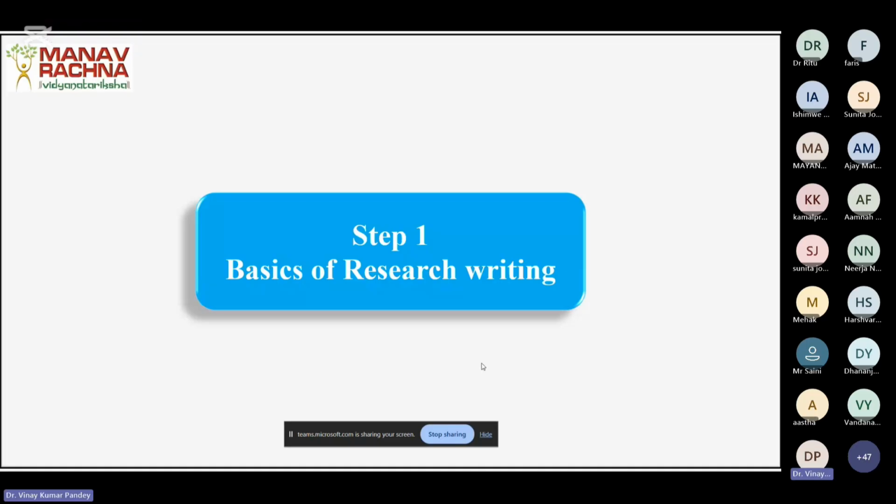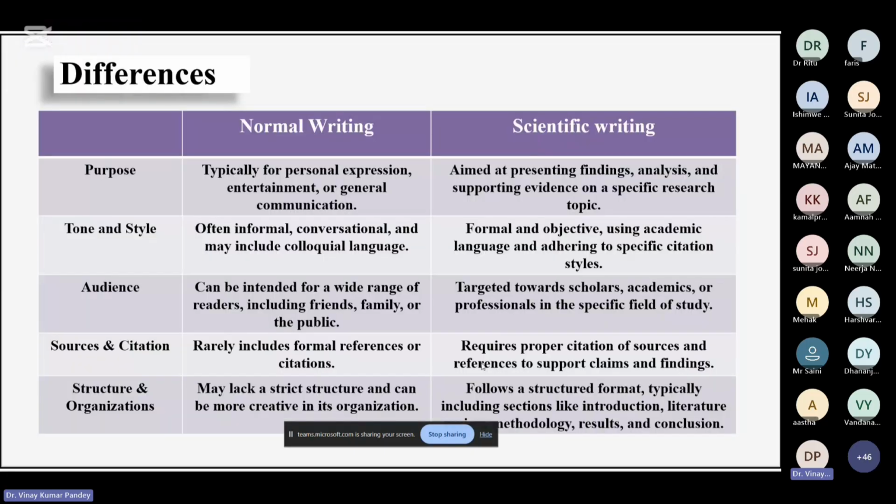I would like to declare first of all that research writing is different from whatever you write in a notebook, whatever the newspapers and magazines publish, and whatever content you see across the globe, across society. There's a complete difference between all these writings. With the basics of research writing, I would like to inform you what are the parameters by which we differentiate normal writing and scientific writing, right?